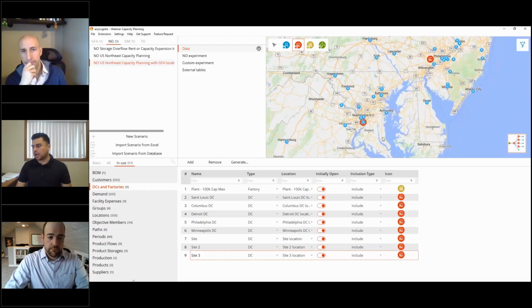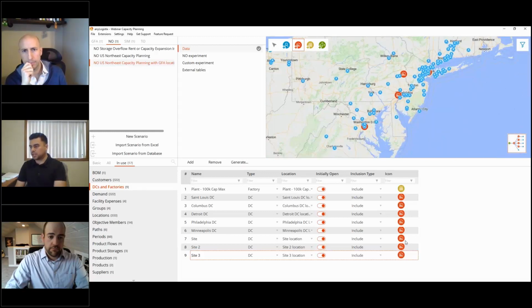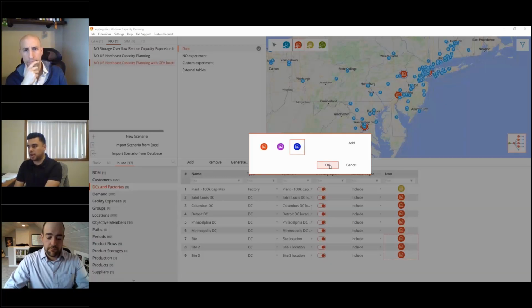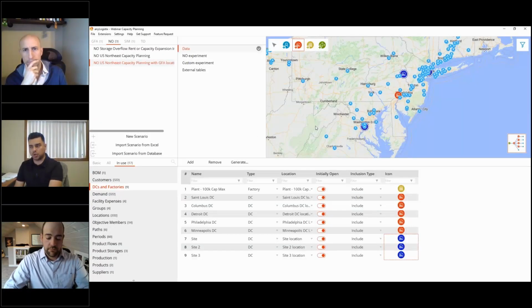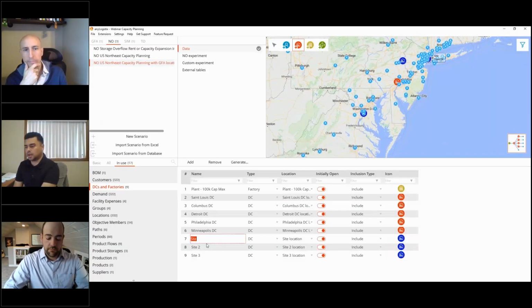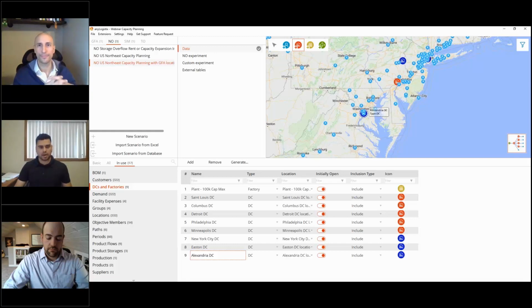But now what I'm going to do is change the color of these 3 so everybody can see visually that these are the new sites, the GFA sites. And I'm going to make sure I put names to them. So New York City DC. This one's going to be Easton DC. And the last one is Alexandria DC. There we have it. So now we have all the DCs ready to go.